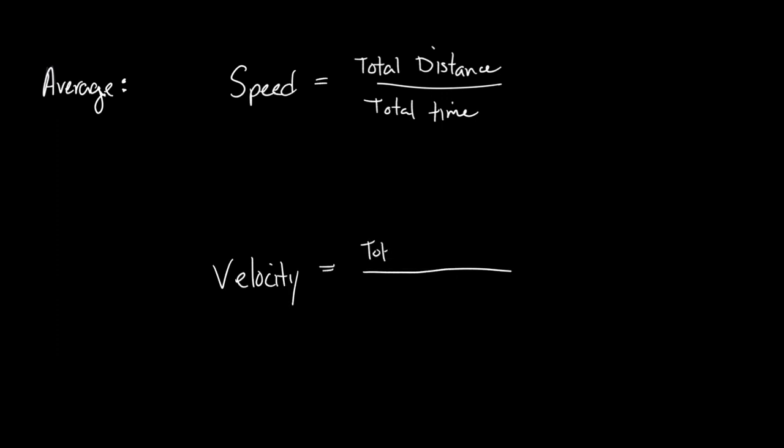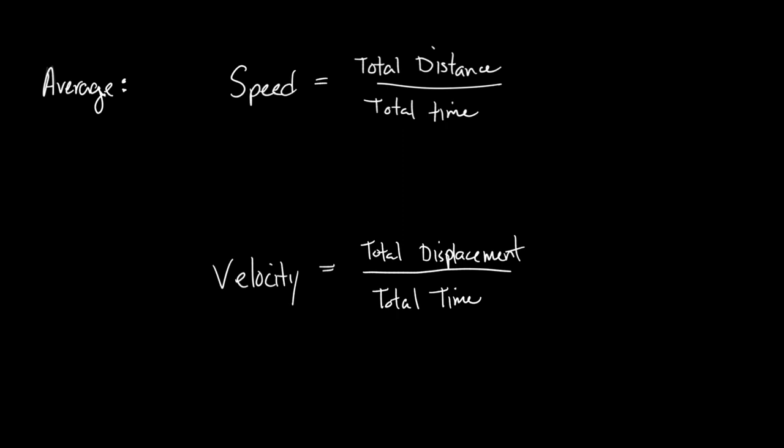So average speed is total distance over total time. And average velocity is total displacement over total time. Bless you. But Mr. Shelton, it seems like they're the same thing. They're not the same thing. You already know that distance and displacement are different. We had some examples about that.